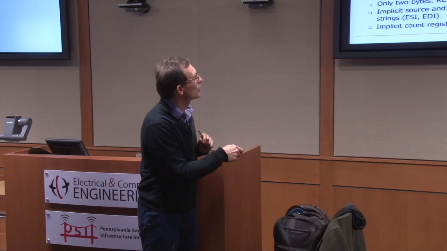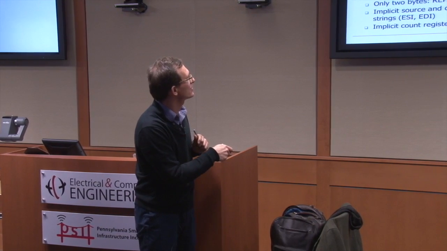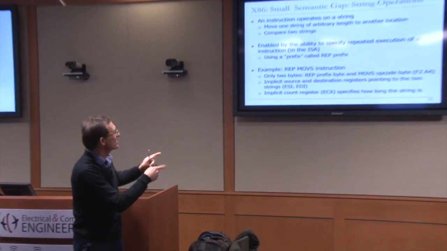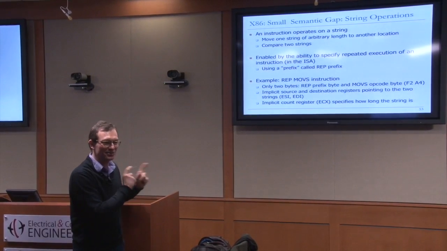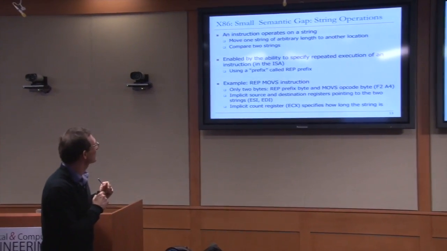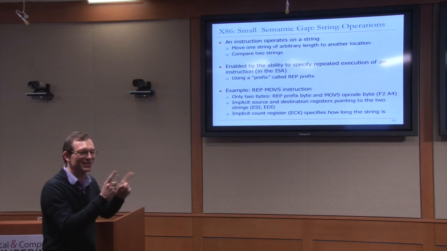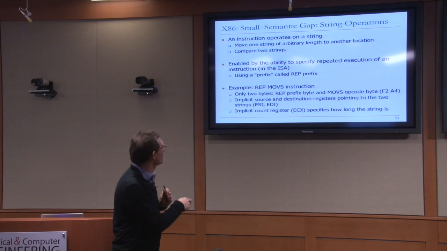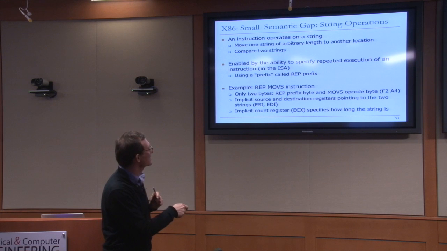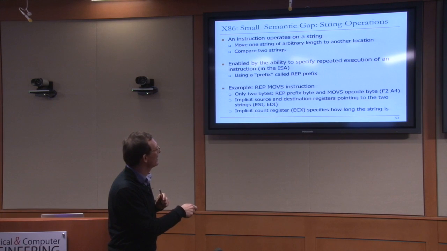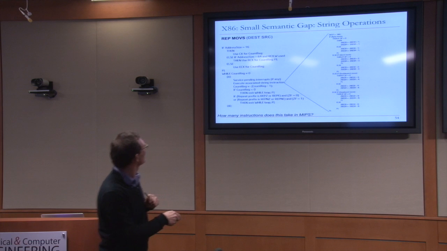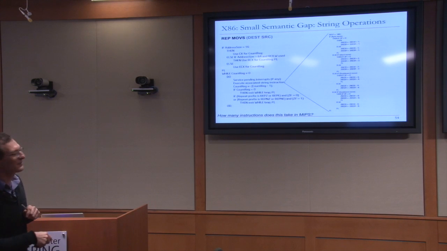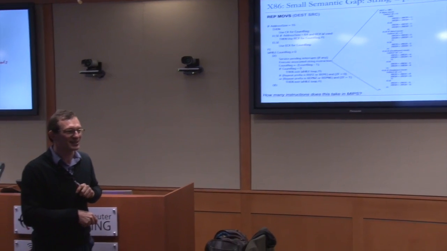Because we have implicit source and destination registers that point to 2 strings, source and destination, ESI, EDI. The S and D actually stand for source index and destination index, and E means extended. And then you have an implicit count register, ECX, which specifies how long the string is. And this is a specification in the x86 manual, at least in an older one.